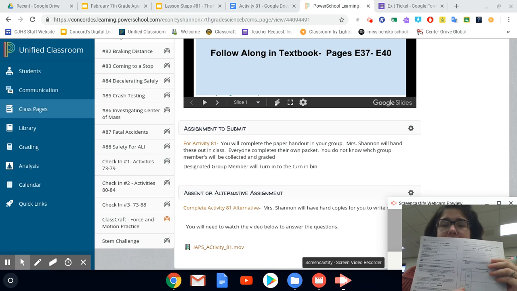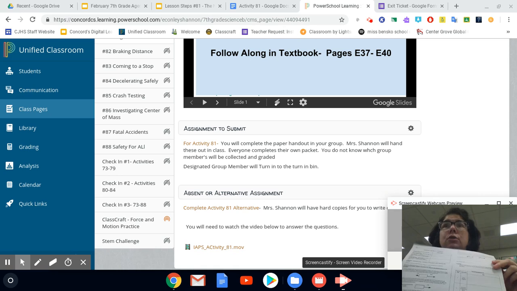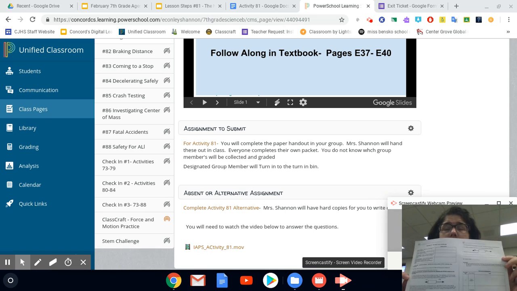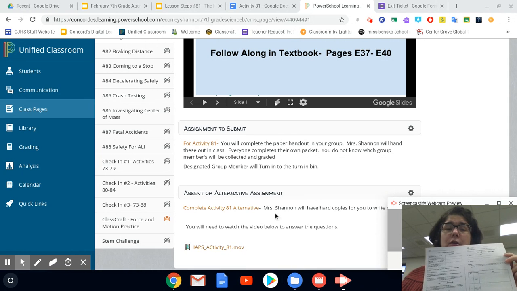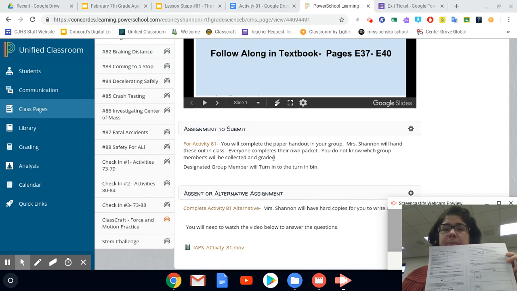Everyone is going to write down their own answers, but you're going to be working in your group. You do not know whose I will collect from your group to grade. You want to make sure that everyone has the correct answers down, because I may grade someone else's other than yours and give the whole group those points that were earned, okay? And so I'll go through that more as we go through the lab.